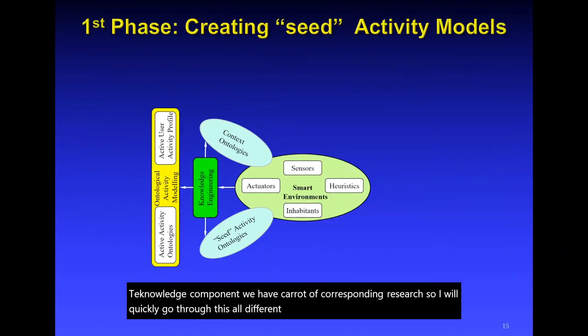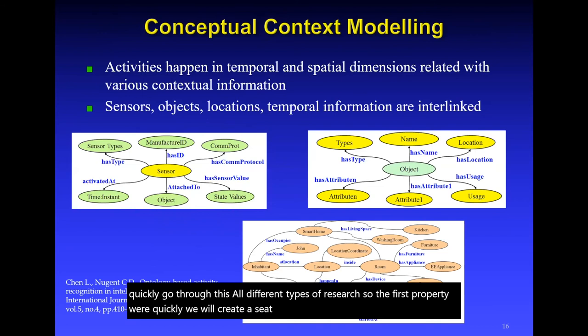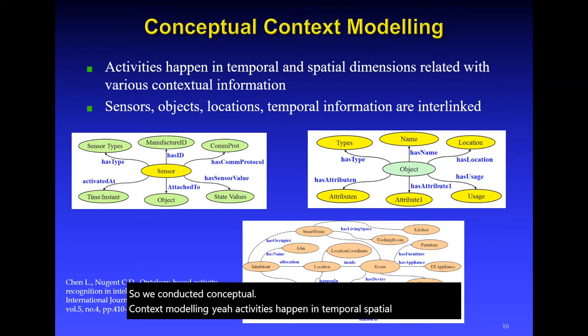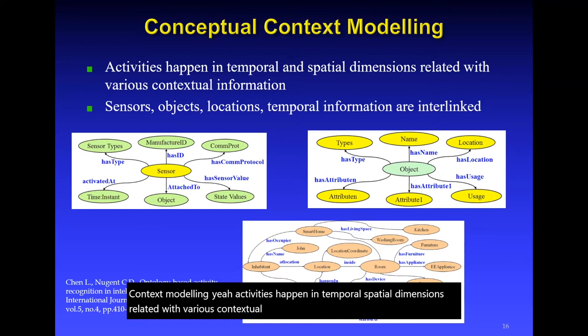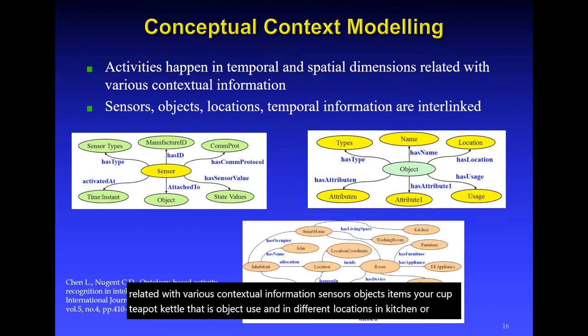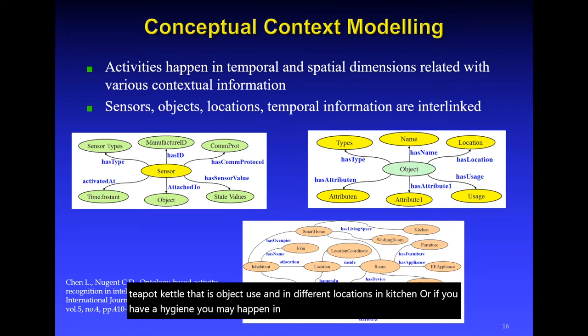So first, very quickly, we will create seed activity models. We conducted conceptual context modeling. Activities happen in temporal and spatial dimensions, related to various contextual information: sensors, objects, items, like your cup, teapot, kettle, which are the objects you use. And in different locations, in the kitchen, or hygiene activities may happen in the bathroom. There is also temporal information. You do something in the morning, something in the evening or midday. So they are all interlinked.